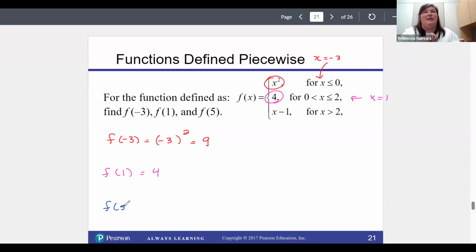And my last is f of 5, which is this one right here. It will fit in this interval because this is anytime x is greater than 2, and we're looking for when x is 5. That means we're using the formula x minus 1, which in this case happens to also be equal to 4. So depending where we are on the domain, when we're trying to figure out f of some value, we have to determine where am I in the domain, so I know which part of the function I'm using to determine that function value.